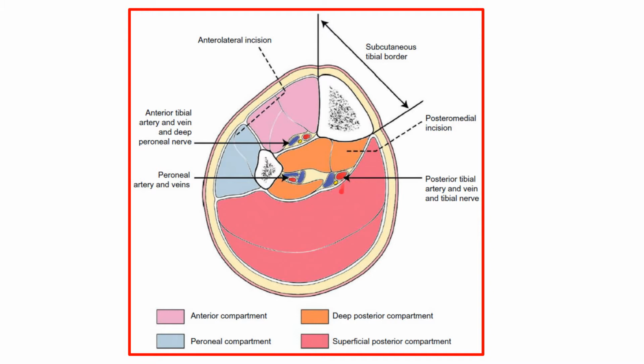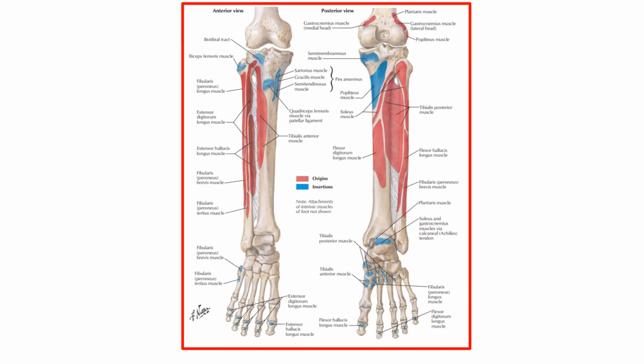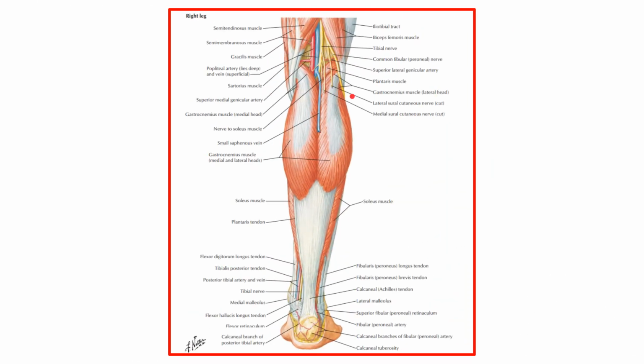As you can see here, these are the neurovascular bundle. The neurovascular bundle is the artery, vein, and nerve. They are present among the deep group of the posterior compartment of the leg muscles.